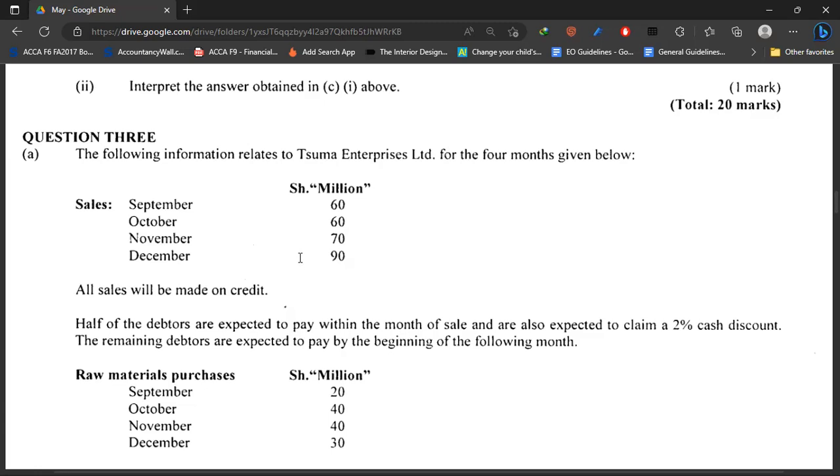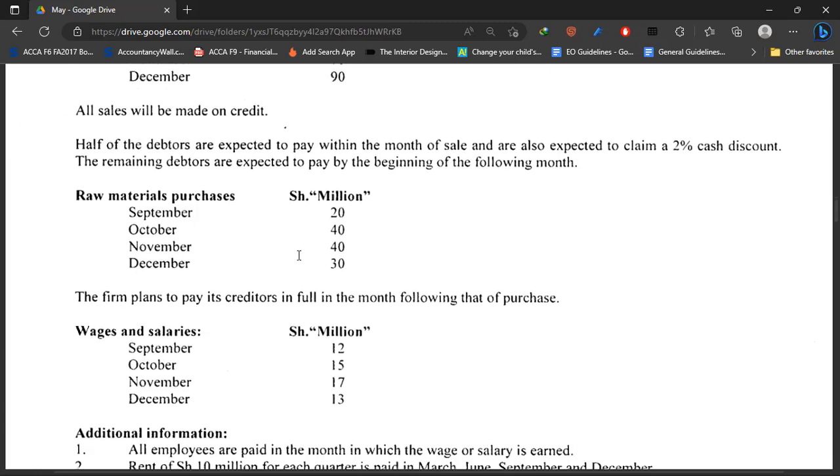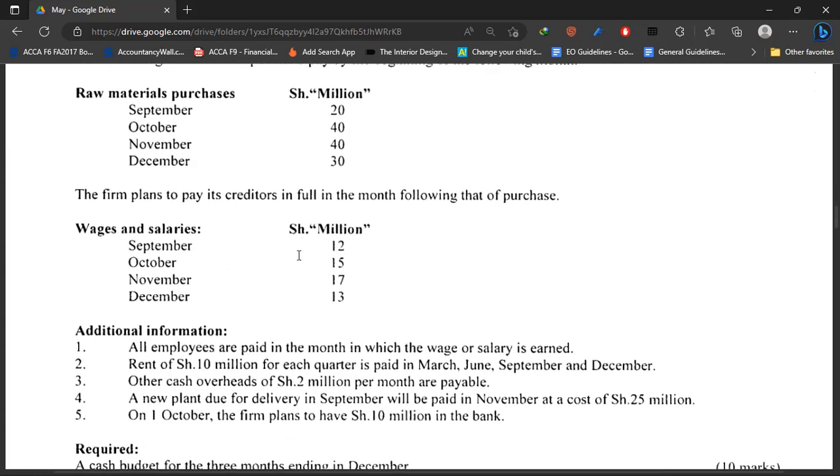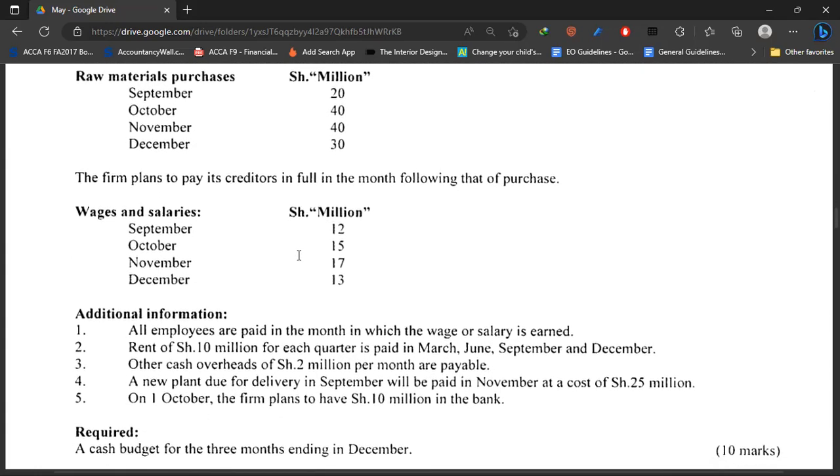Then we are given raw materials purchases in the months of September, October, November, and December at 20, 40, 40, and 30. The firm plans to pay its creditors in full in the month following that of purchase. Then we have wages and salaries in millions for September, October, November, and December at 12, 15, 17, and 13. All employees are paid in the month in which the wage or salary is earned.